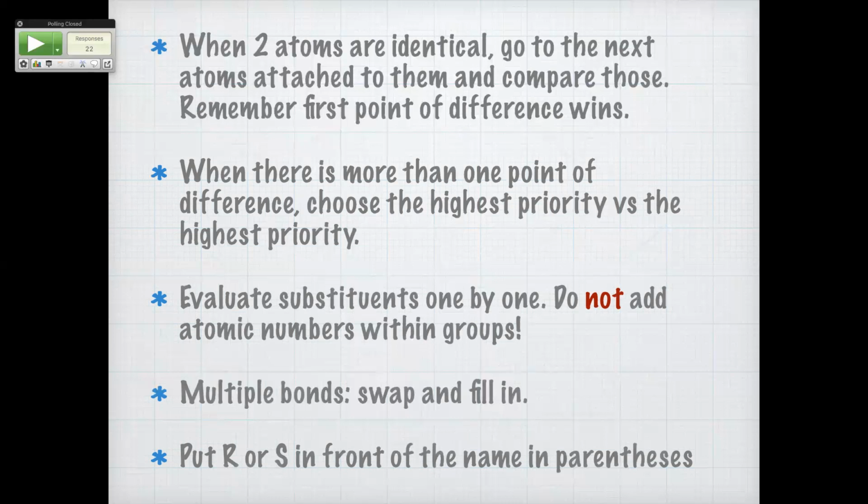Put R or S in front of the name in parentheses. It's a capital R in parentheses, capital S in parentheses. Just like we did cis and trans, except those weren't in parentheses. They were just in italics.